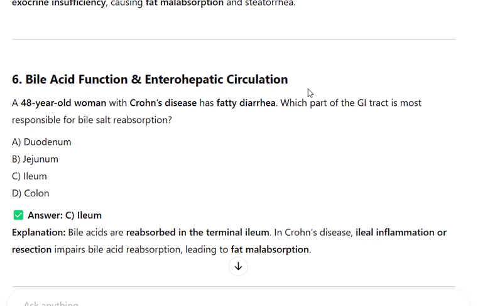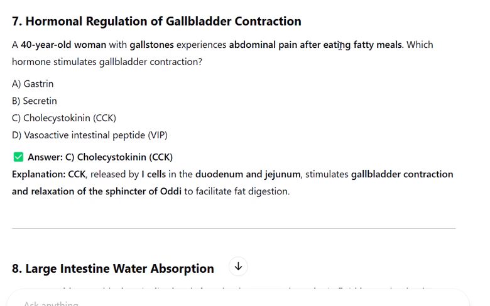7. Hormonal regulation of gallbladder contraction. A 40-year-old woman with gallstones experiences abdominal pain after eating fatty meals. Which hormone stimulates gallbladder contraction? A. Gastrin. B. Secretin. C. Cholecystokinin. D. Vasoactive intestinal peptide.